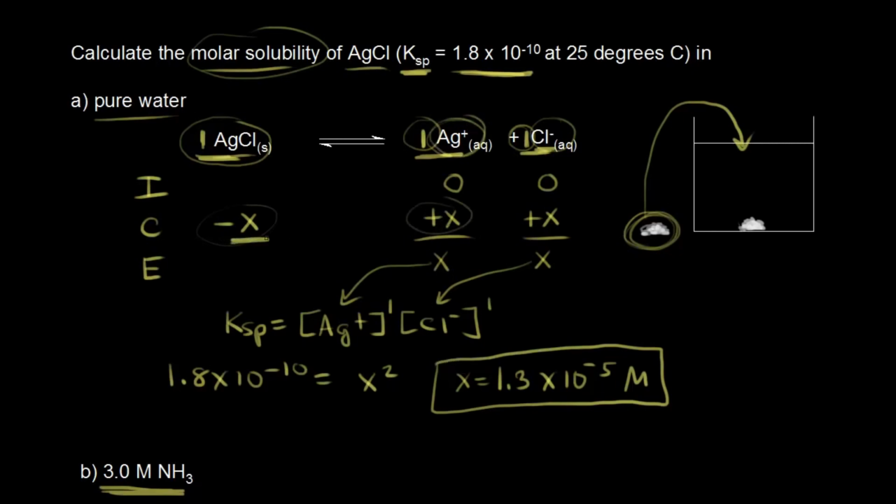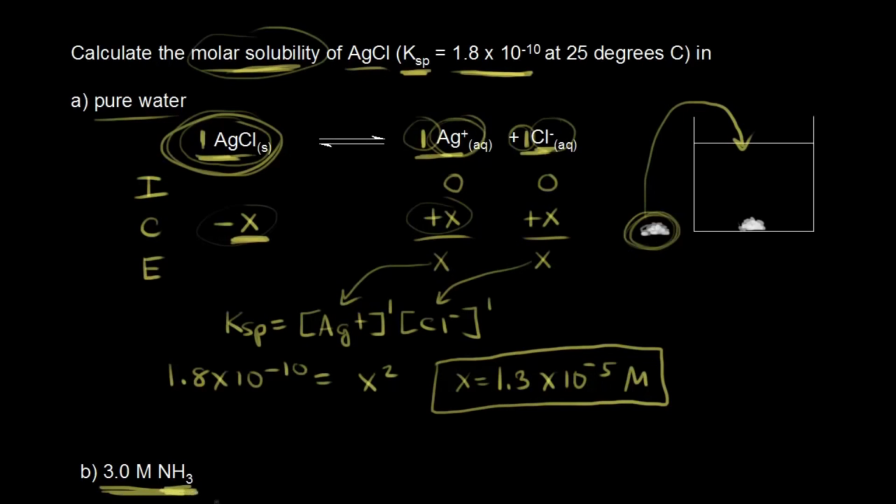That's also the molar solubility of silver chloride, right? That's how much we can dissolve. So it's a very small molar solubility. So silver chloride is only a slightly soluble compound. Let's see what happens when we have ammonia present instead of pure water.